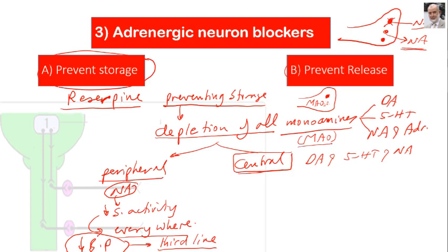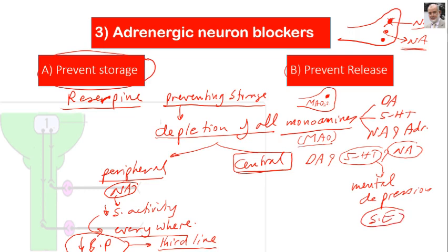So what will happen if we deplete 5-HT and dopamine and noradrenaline? This will lead to mental depression. This is very common, mental depression. So by depleting 5-HT and noradrenaline, reserpine can produce mental depression. This is a very common side effect, and it is an unpleasant side effect.